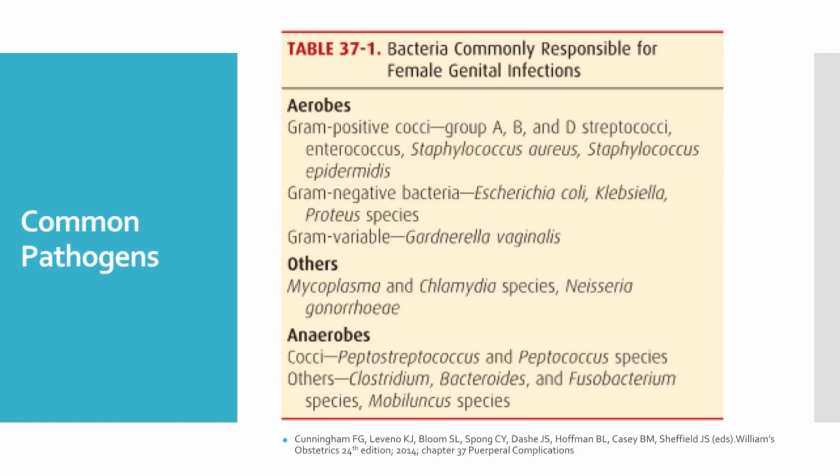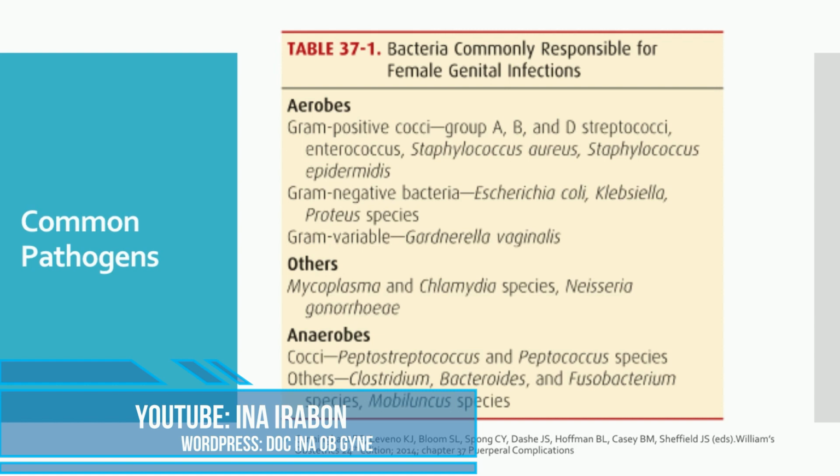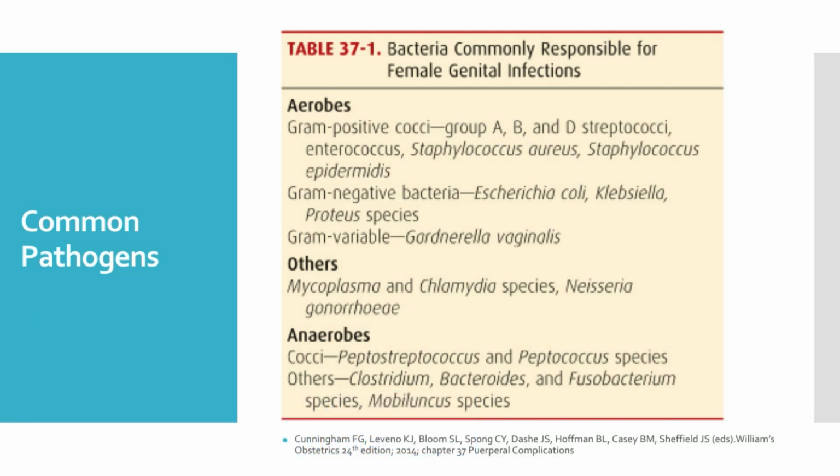Here are some of the bacteria that are commonly responsible for female genital infections. We have the aerobes such as gram-positive cocci, that's the group A, B, and D strep, Enterococcus, Staph aureus, Staph epidermidis. The gram-negative bacteria include E. coli, Klebsiella, and the Proteus species, and the gram-variable Gardnerella vaginalis. Others include Mycoplasma, Chlamydia, Neisseria gonorrhea, and the anaerobes that include cocci in the form of Peptostreptococcus and Peptococcus species, and Clostridium, Bacteroides, Fusobacterium, and Mobiluncus species.